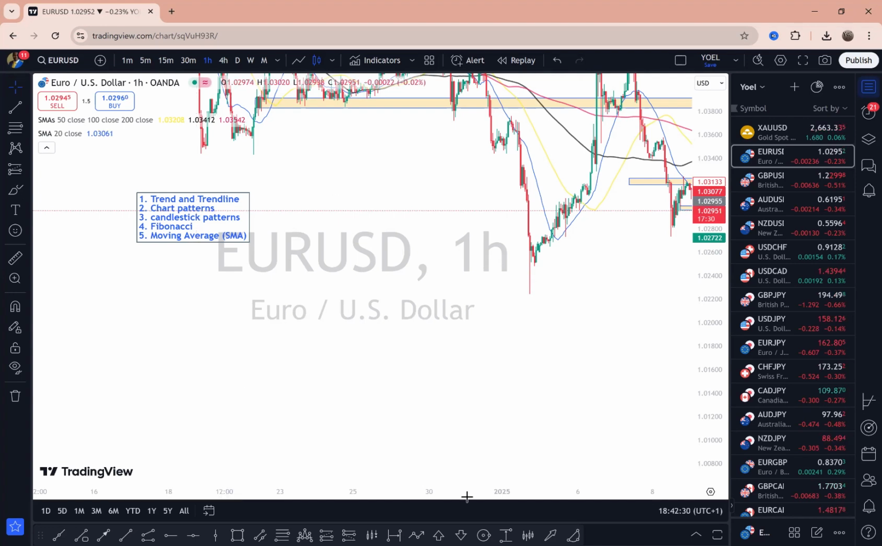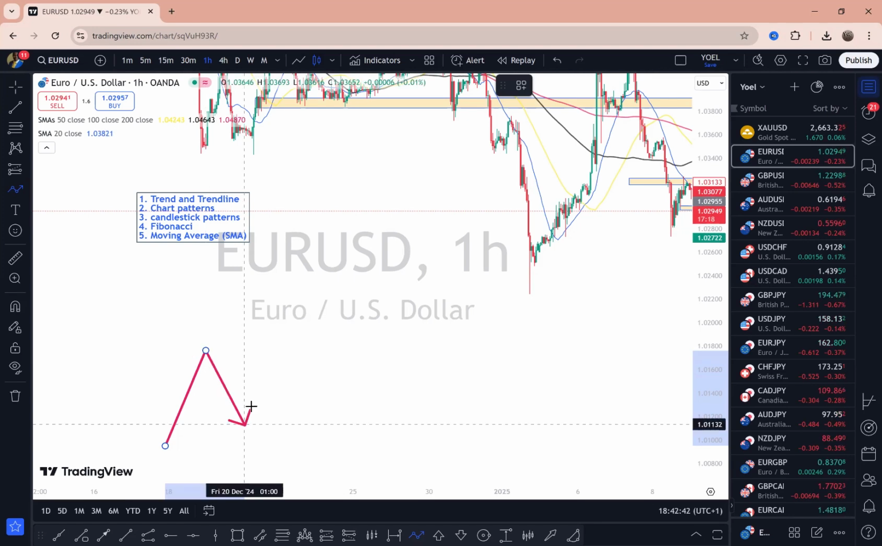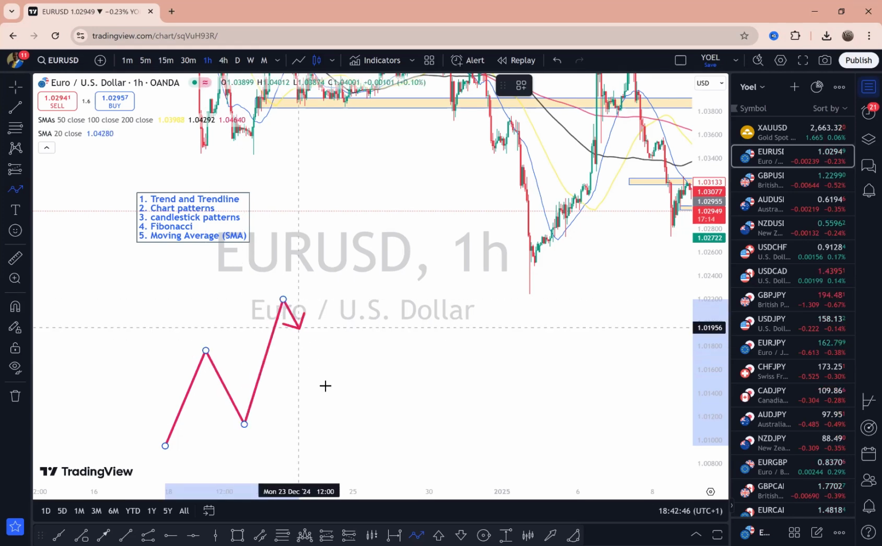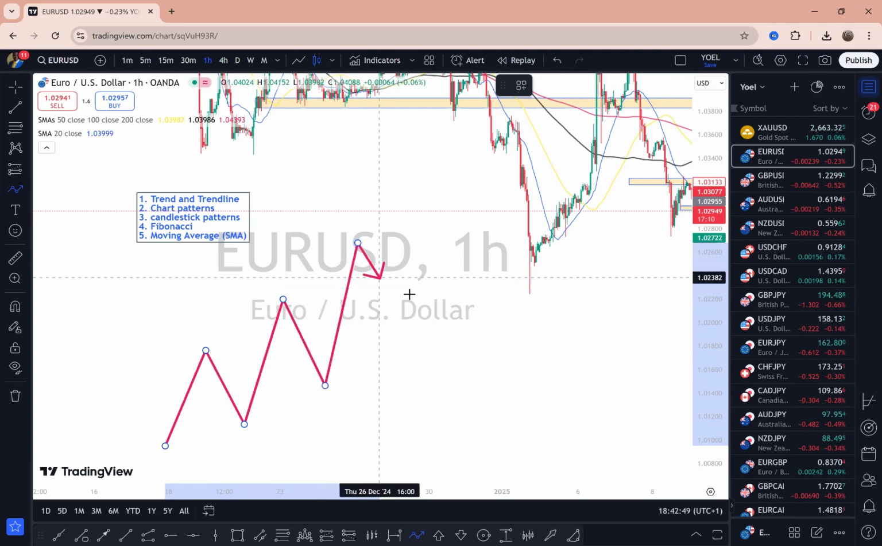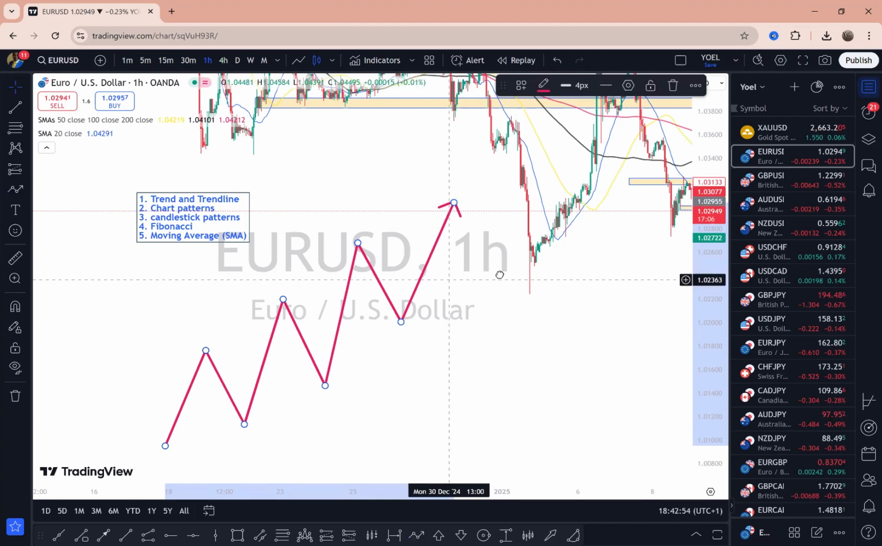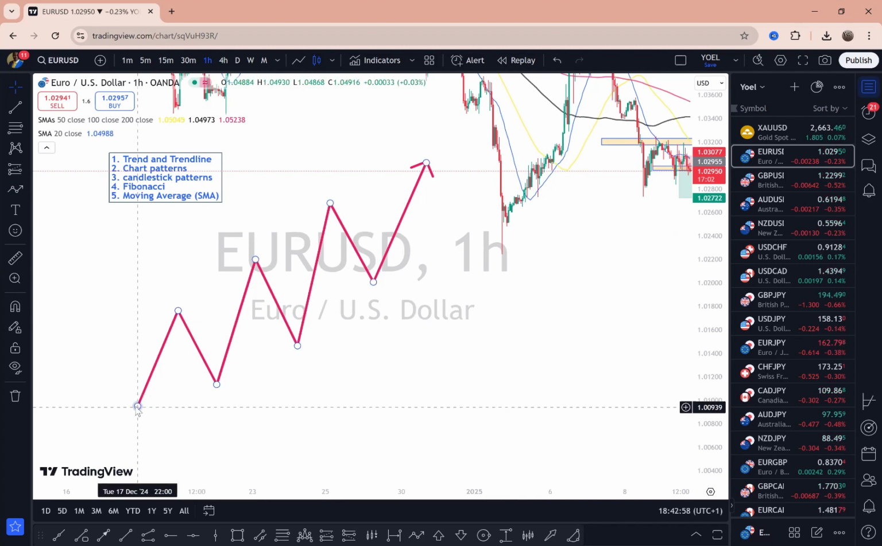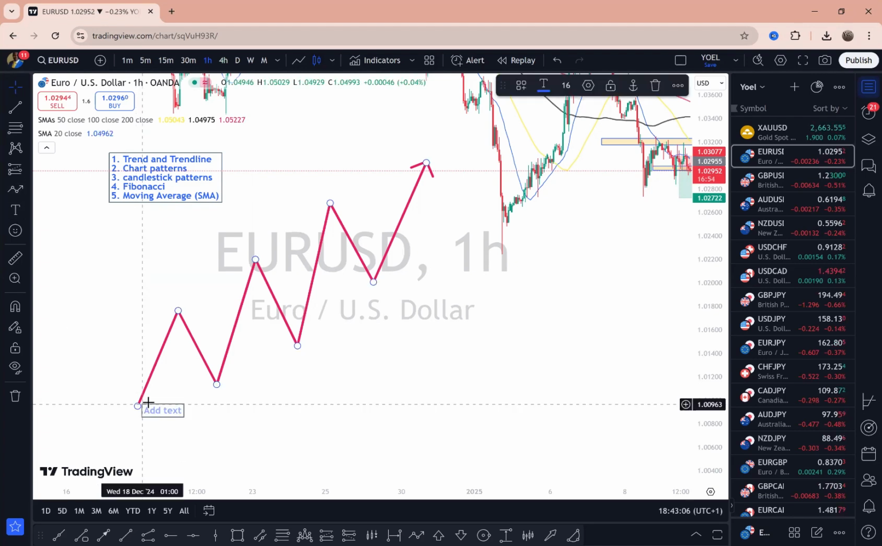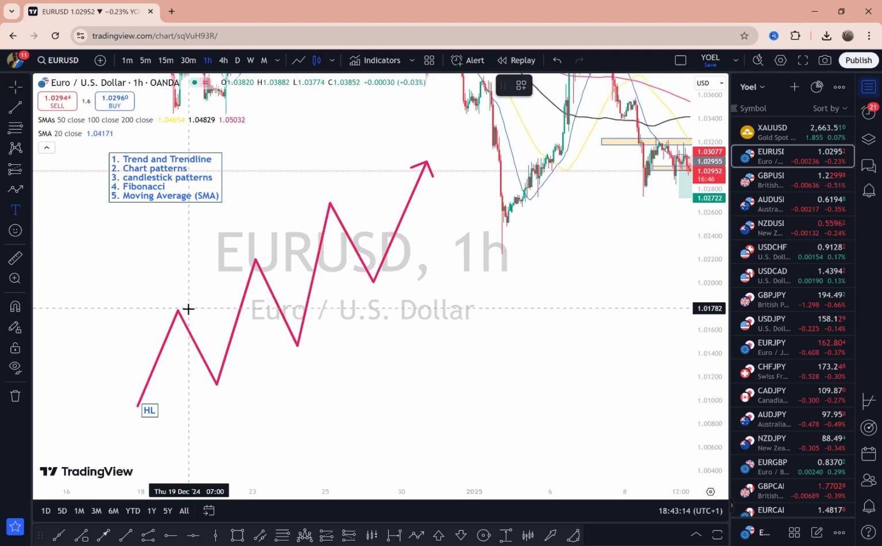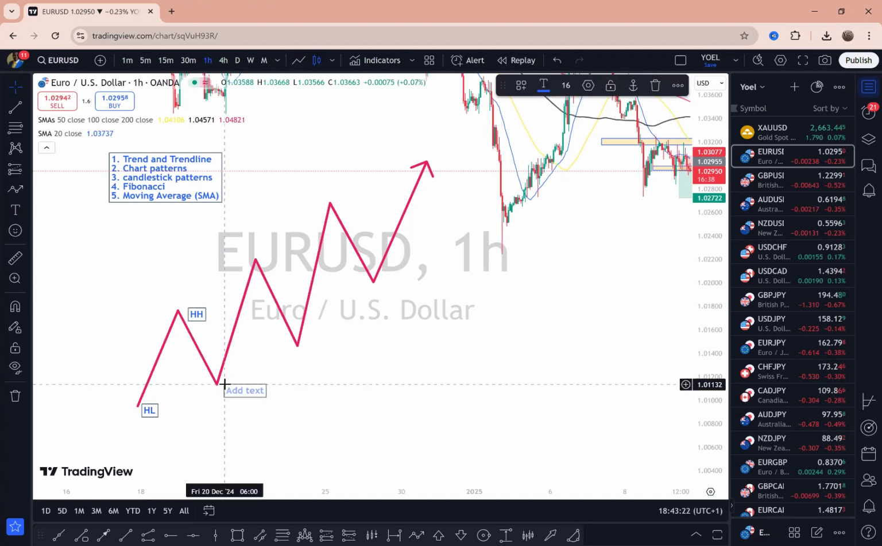So now let me draw how the trend always looks. In an uptrend, you will have something like this. Now, this point is called high low. Why is this point called the high low in an uptrend?